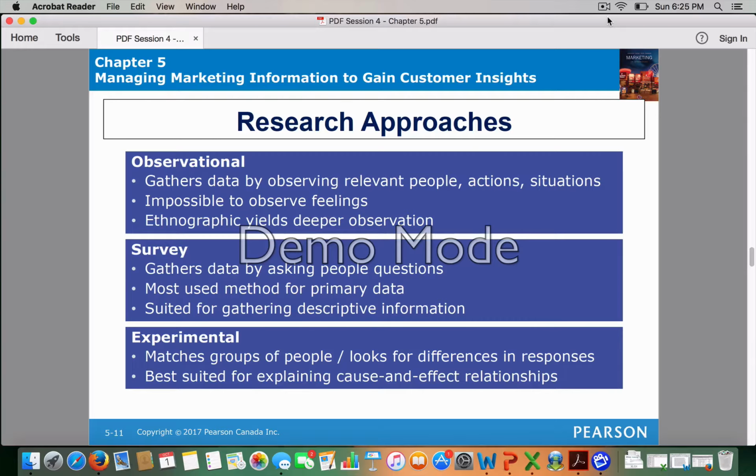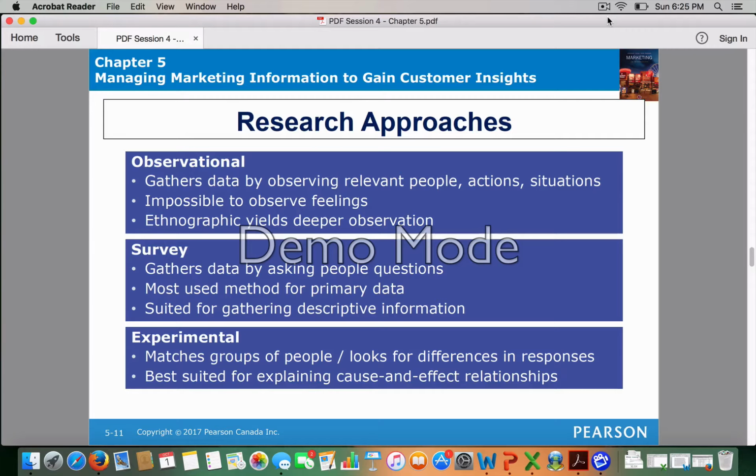Or you can gather that information digitally. When you scan the item in the grocery store, that information is captured and recorded to be used for future research. It is, however, impossible to accurately observe feelings. You may be able to speculate how a person is feeling, but it's not the kind of thing you should be gathering through observational research.